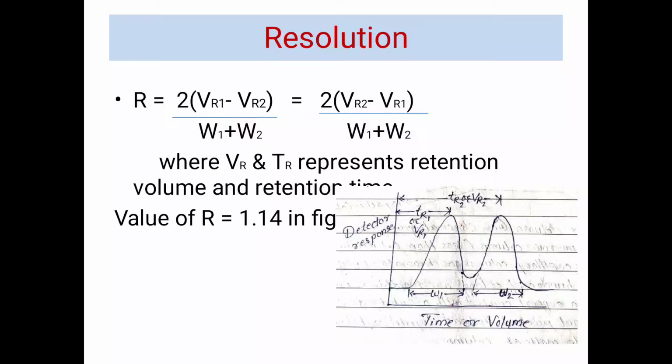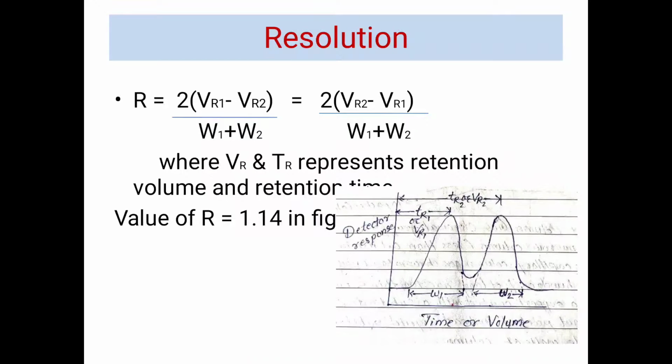Okay, then let's see the resolution. The resolution, that is R, the efficiency of separation of the components of a mixture, is generally expressed by the factor called resolution between the peaks. It is also expressed in terms of the distance of separation of the peak maxima and the width of the peaks, using the relation R is equal to 2 times in bracket VR1 minus VR2 divided by W1 plus W2, which we can also write as VR2 minus VR1 divided by W1 plus W2.